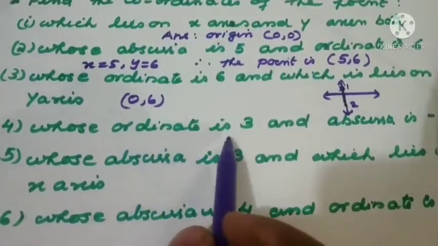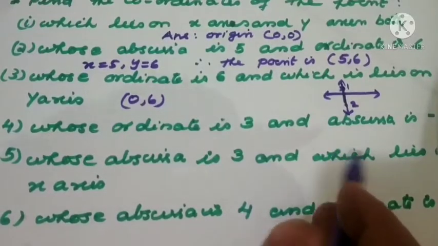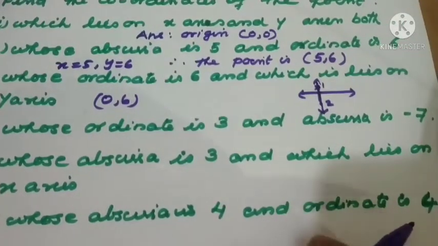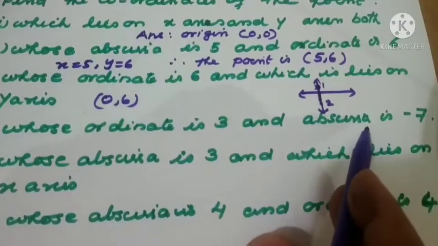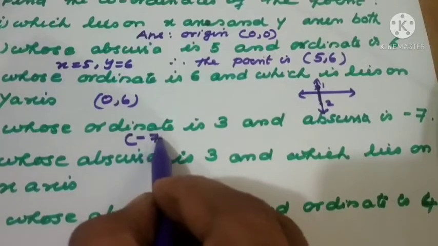Now whose ordinate is 3, abscissa is -7. They had given it in the reverse order, but the abscissa or x coordinate we should write first. So the point is (-7, 3).